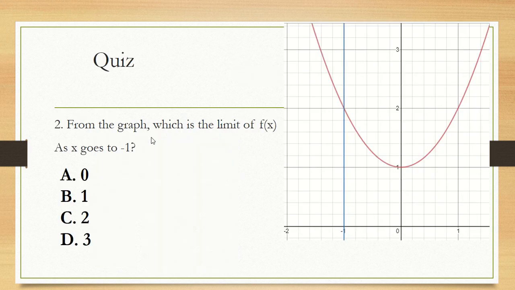For number 2, from the graph, which is the limit of f of x as x goes to -1? So that means yung x natin dito, makikita natin, kung ang x daw papunta ng -1, ano daw ang value ng ating f of x? Yung f of x natin yung red. Okay? And then, pag ang value daw ng x ay papunta ng -1, ang value din ng f of x ay saan papunta? Okay, so is it A, 0, B, 1, C, 2, D, 3?